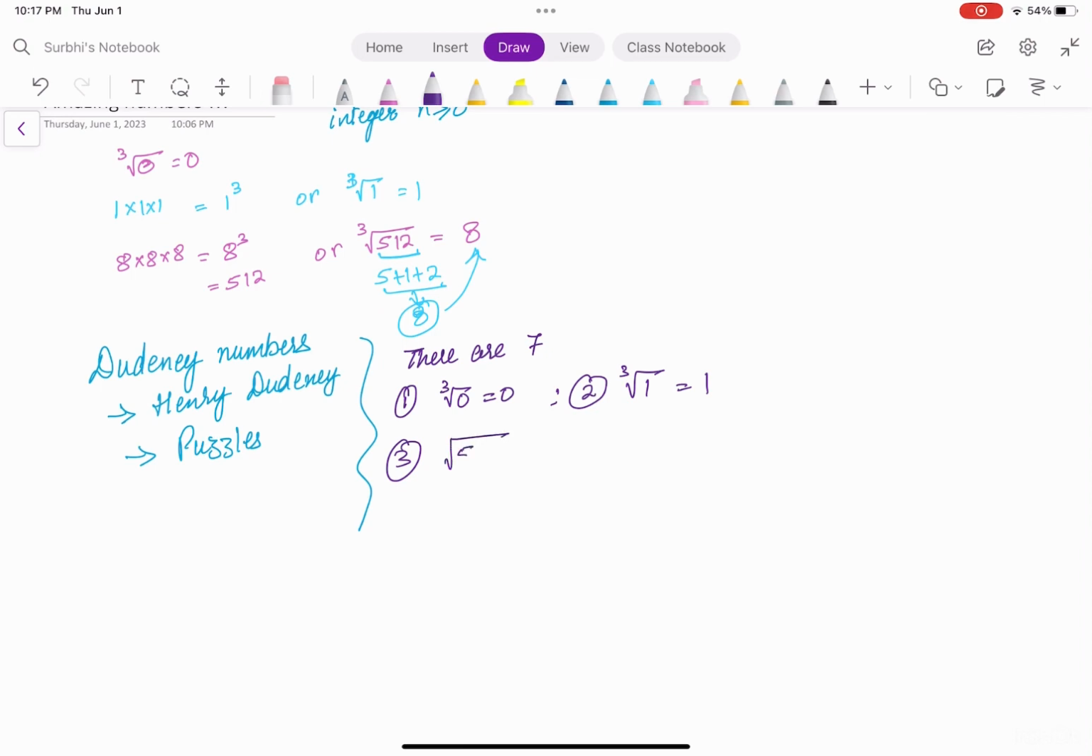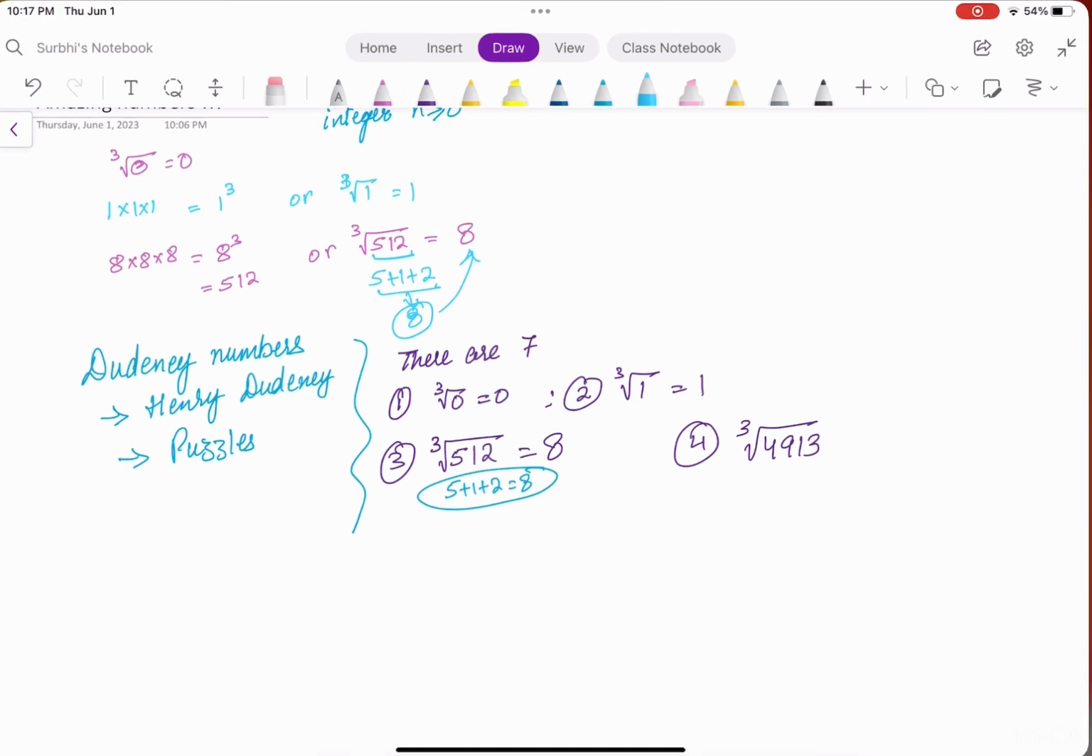512. So if I add 5 plus 1 plus 2, I will get 8, and cube root of 512 is also 8. Isn't that amazing? Let's try number 4. So number 4 in Dudeney numbers is 4913. So cube root of 4913, let's add the digits. 4 plus 9 plus 1 plus 3. And let's see what we will get.